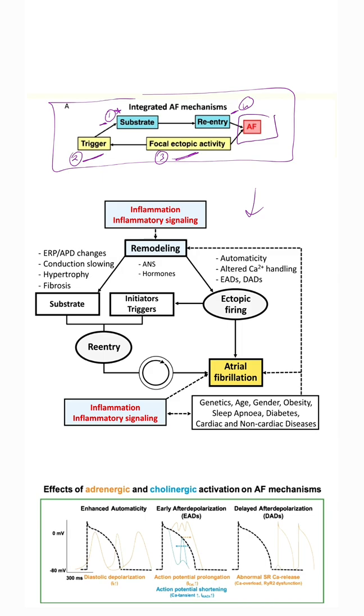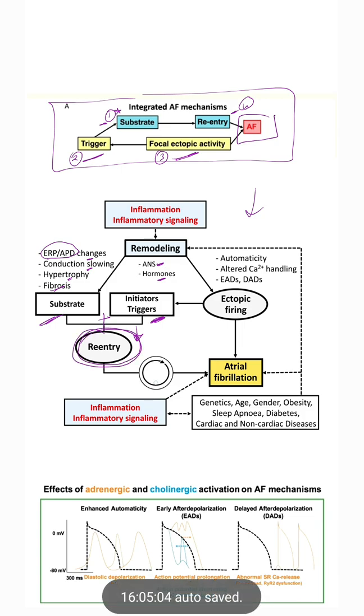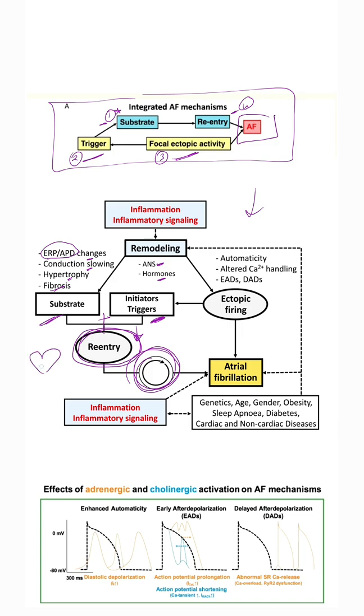The substrate aspect, which includes hypertrophy, fibrosis, slow conduction, effective refractory period or ERP, and action potential duration or APD changes, along with various triggers like the autonomic nervous system and various hormones, leads to re-entry, which basically refers to the persistence of an electrical impulse as a result of continuous activity around the circuit to re-excite the heart after the refractory period has ended. This in turn leads to atrial fibrillation.